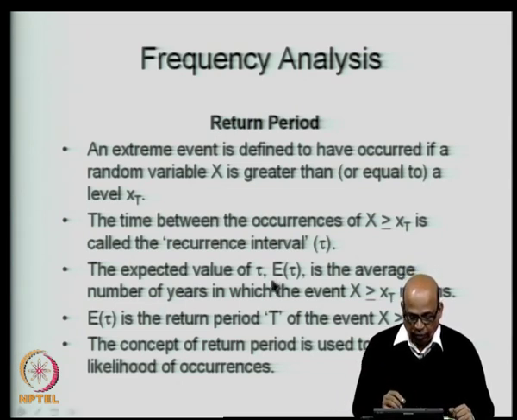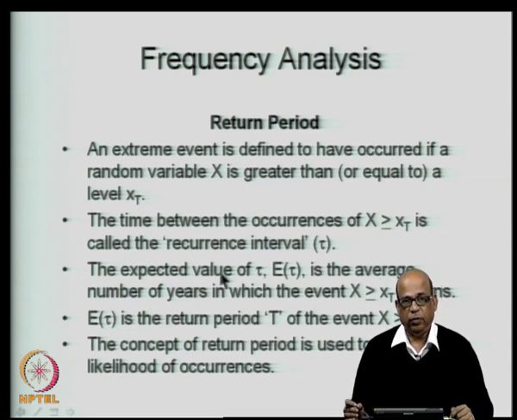The expected value of tau, denoted by E(tau), is therefore the average number of years in which the event x greater than or equal to x_t returns. Let us say you had a record of 50 years and then you are interested in getting the return period corresponding to an event x being greater than or equal to 5000 cusecs, when we are talking about the discharge.